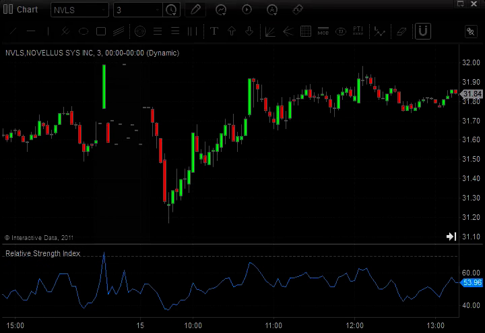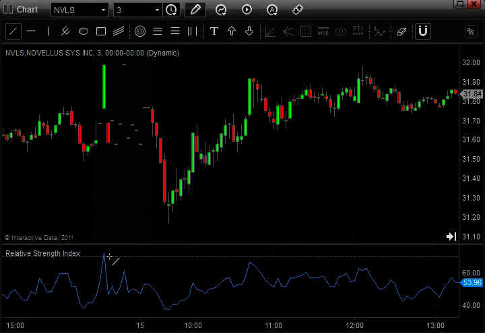And here's a third chart on NVLS. This is a 3-minute chart as well. You can see, drawing a trend line, we have the RSI trending down, and right here at the break we have the stock turning up. Went from just under 31.20 to almost $32, so almost an 80-cent move on a $30 stock is a nice move. Now let's take a look at one more chart.